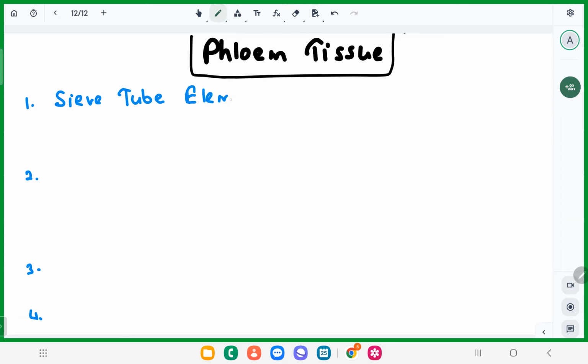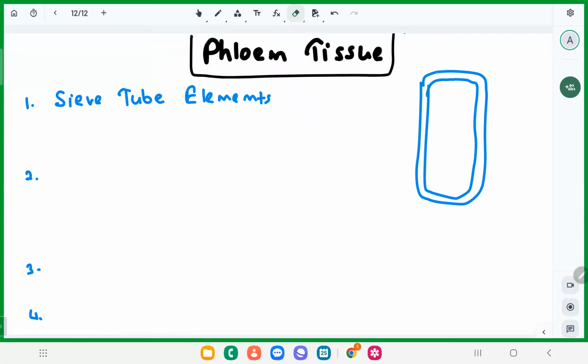Now, what are sieve tube elements? They are basically cells. This is what a normal plant cell looks like, right? They're cells just like this. But if you take the top and bottom walls, now in the xylem, the top and bottom walls were completely absent. But in the phloem tissue, the top and bottom walls have holes on them. They have pores on them, which kind of makes them resemble a sieve. And that is exactly why they're called sieve tube elements.